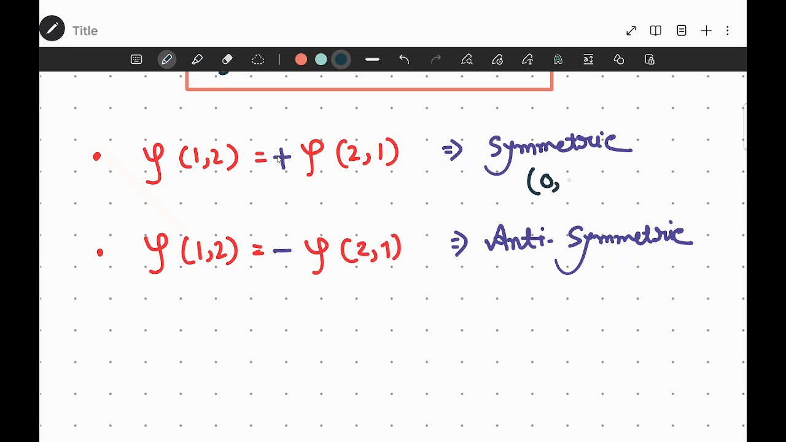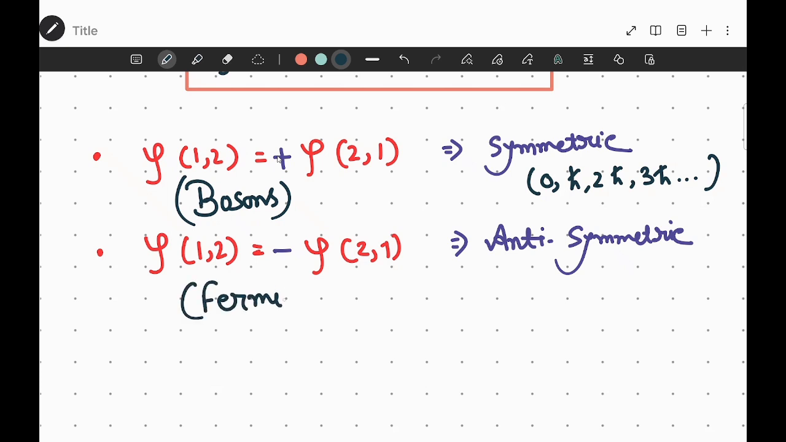What spin? Zero, 1, 2 in terms of H cross, obviously. H cross we don't write, so 1, 2 you can understand. But obviously there is an H cross like this. And these are called bosons.